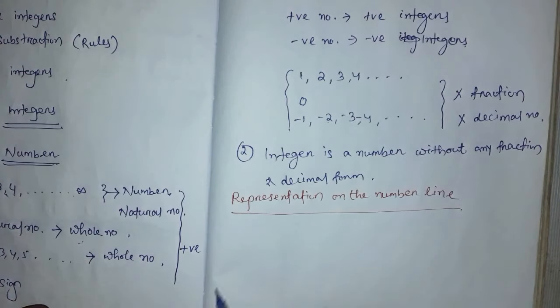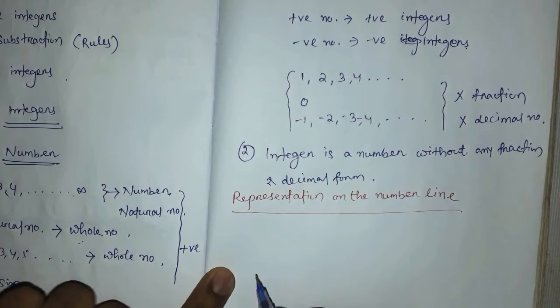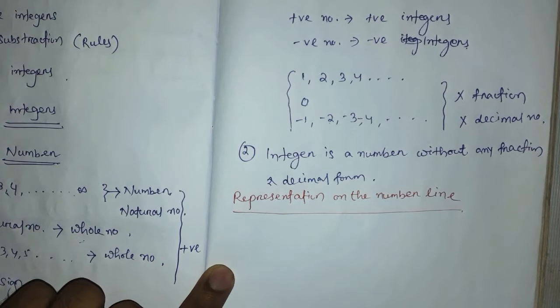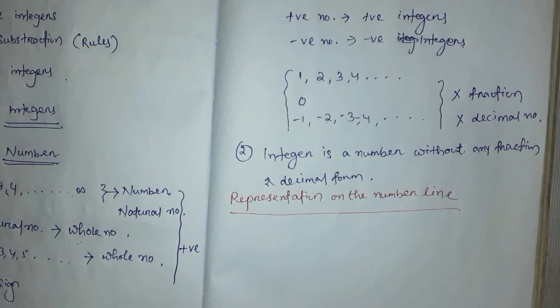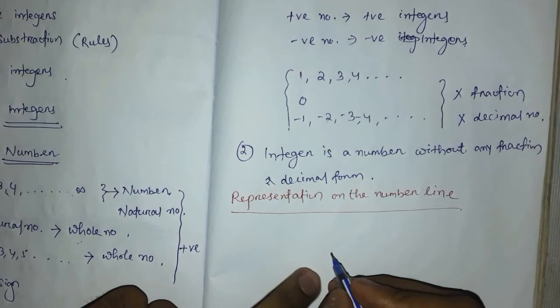Okay, the representation on the number line. What does the representation on the number line mean? Representation means to insert some data in the number line. That means representation on the number line means to insert the integers in the line in a proper format. That is called the representation. What is representation? The implementation or the insertion of something. Here in this chapter, the insertion of some integers on the number line in a proper format is called the representation. So here we will represent the integers on the number line.